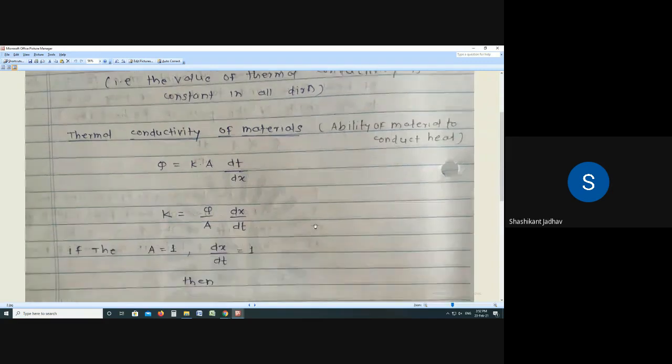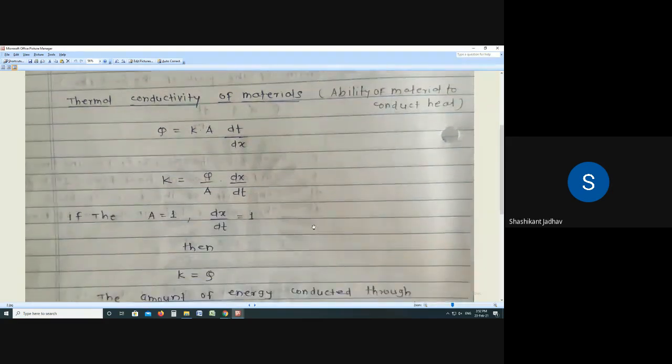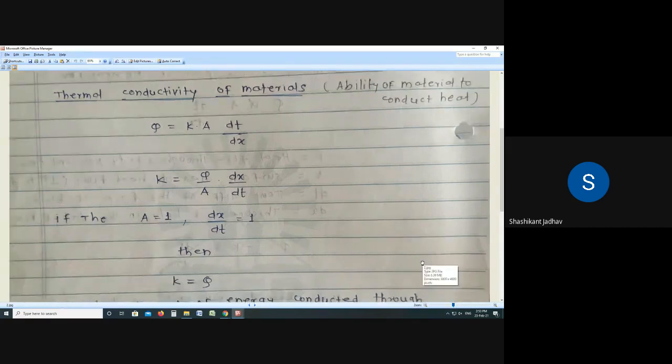Okay, then write down the next point, thermal conductivity of materials. So what is meant by thermal conductivity? We know the definition of thermal conductivity: ability of a material to conduct heat. So in bracket we have to write down, ability of a material to conduct heat.